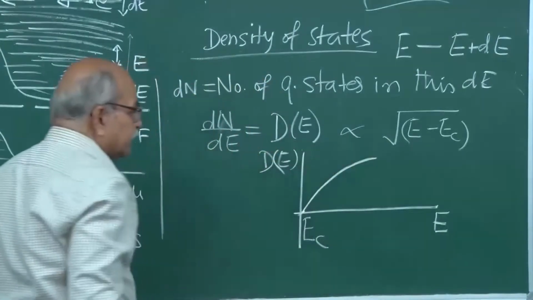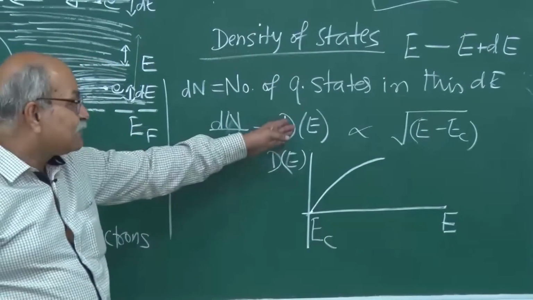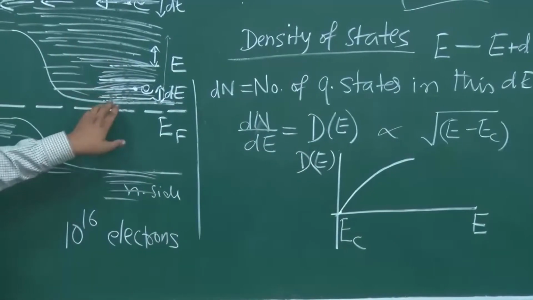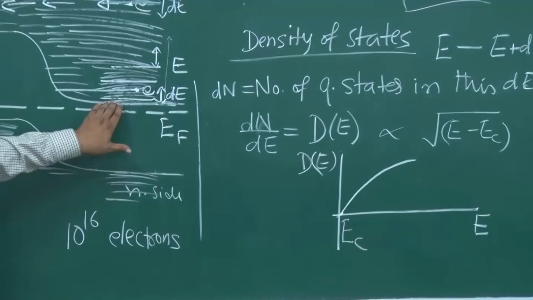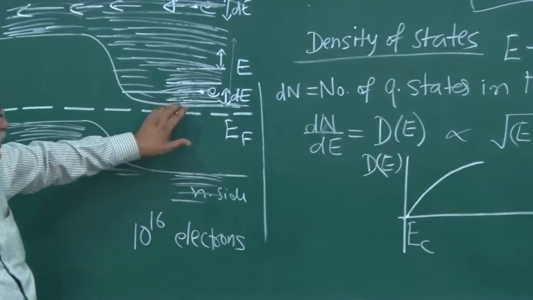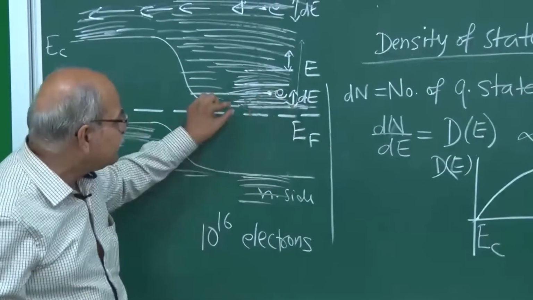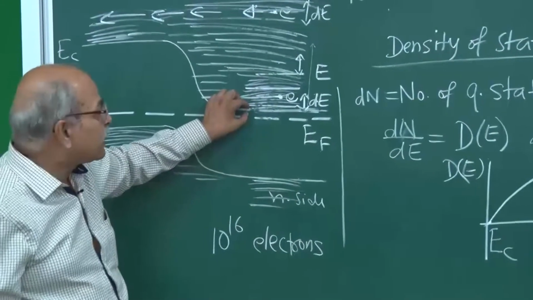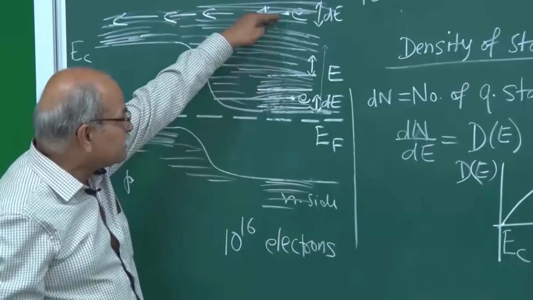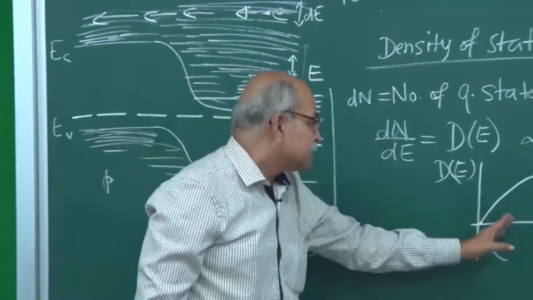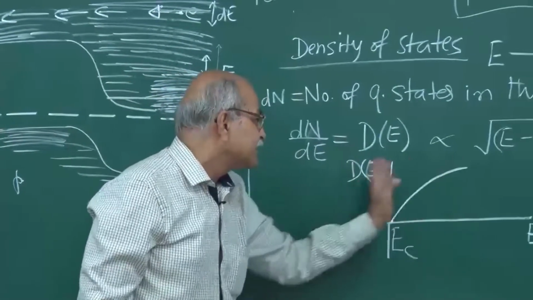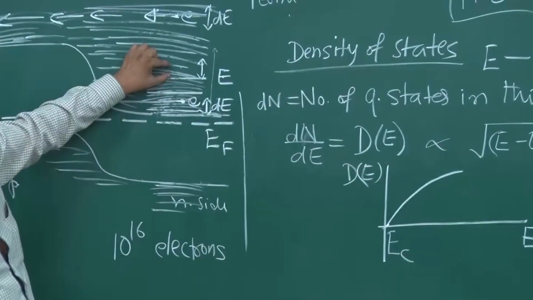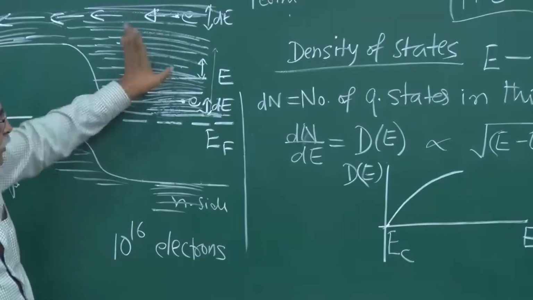This is how this density of states will change. At the bottom of this conduction band, this density is 0. That means if you just take a very small dE, you will have a very small number of quantum states here. But as you go up in energy, the number of quantum states is increasing. This dE is increasing, density of states is increasing. So in the same dE, you will have more quantum states here. So that is how it goes.